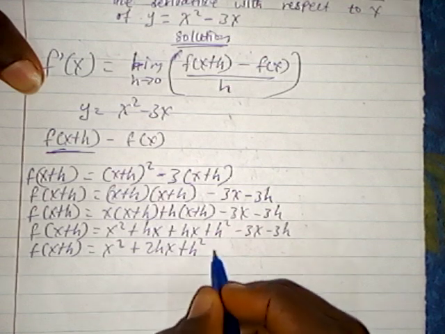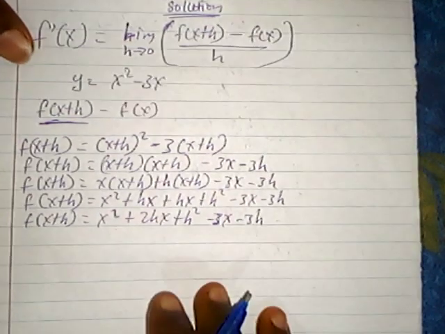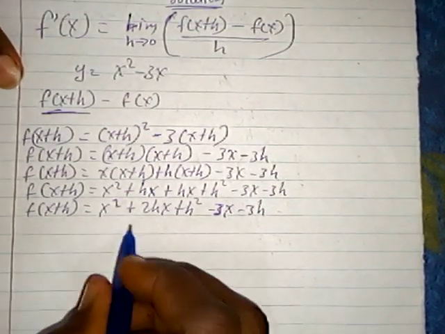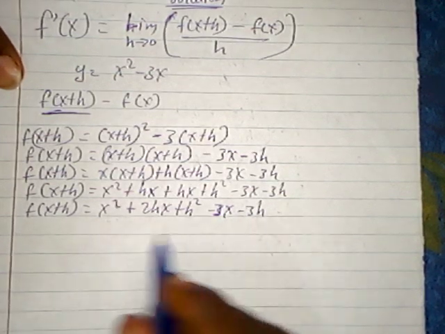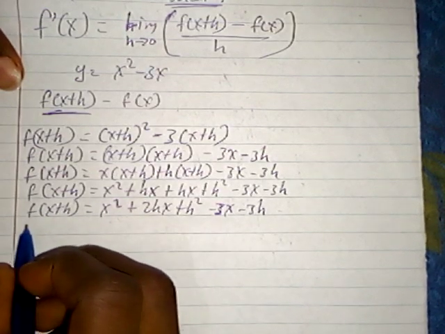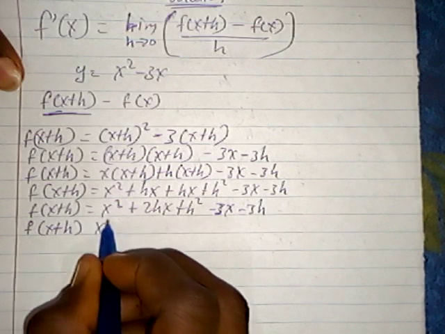Plus h square minus 3x minus 3h. This is the procedure. Good. What next? Now we try to find like terms. Of course, all of them, there are no like terms. So that's the answer. Now let's set them in ascending power: x plus h, x square.